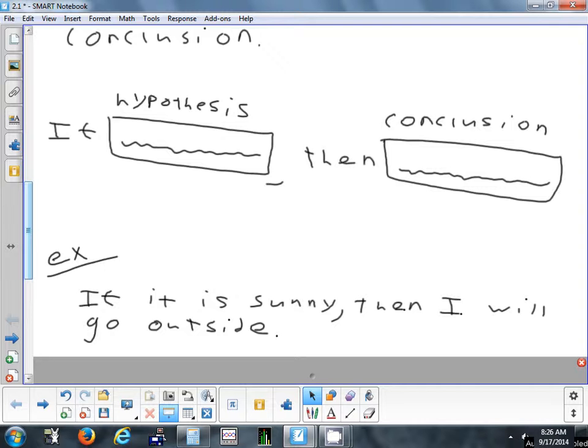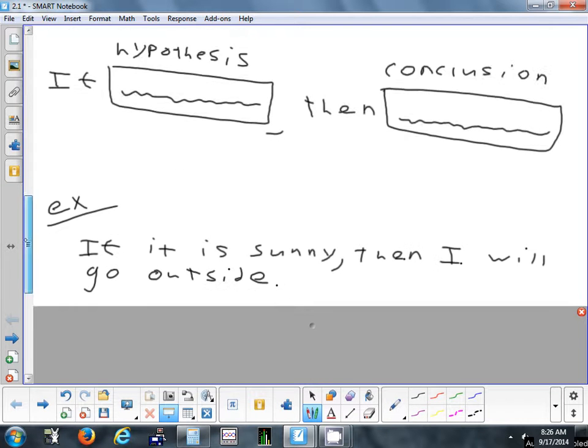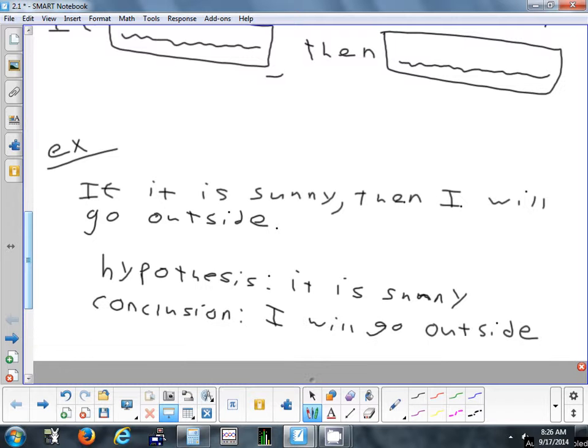Here's the example that I just gave you. It says, if it is sunny, then I will go outside. All I'm going to do here is identify the hypothesis and the conclusion. Anybody think they can tell me what is the hypothesis? Ian? Sunny. Yeah, it is sunny. There's your hypothesis. And what about my conclusion? Owen? I will go outside. I will go outside. Any questions on identifying those two parts?